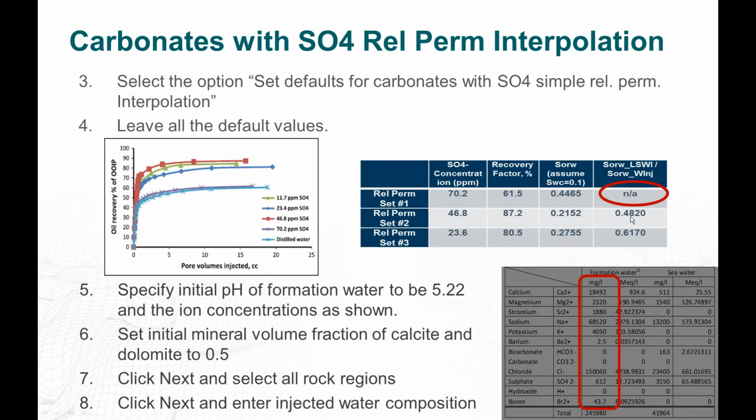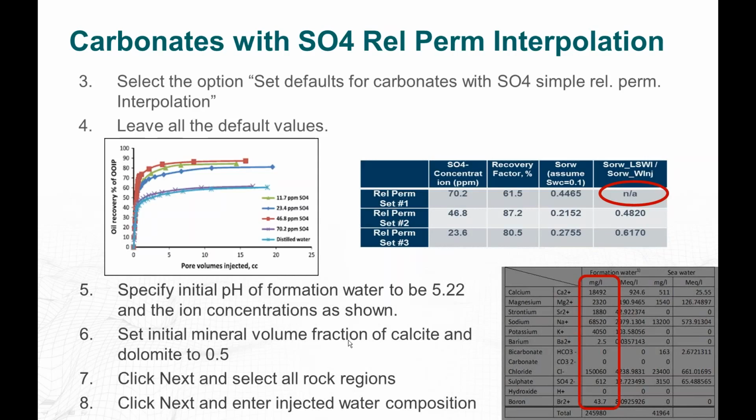So in this case, our ratio of 0.482 is simply this number, 0.2152 divided by 0.4465. So these are the numbers we need to input to the wizard here. Also, what we need to input to the wizard is the pH of the formation water, in this case 5.22, and then the wizard will calculate the H ion for initialization.